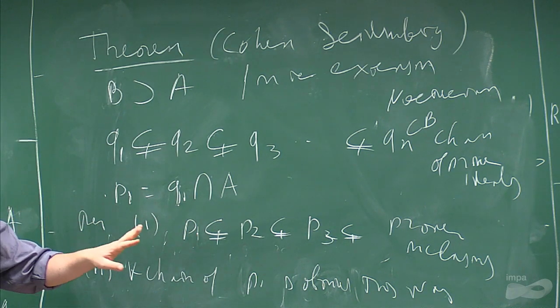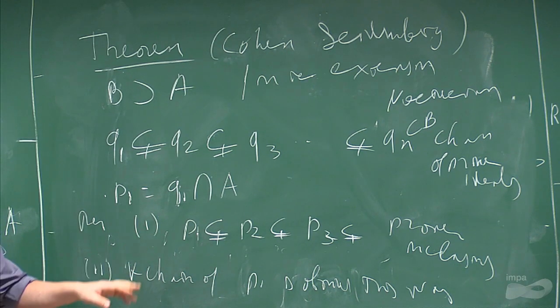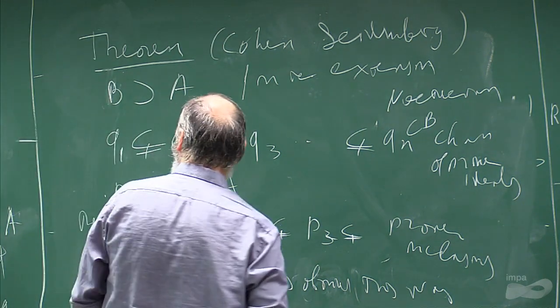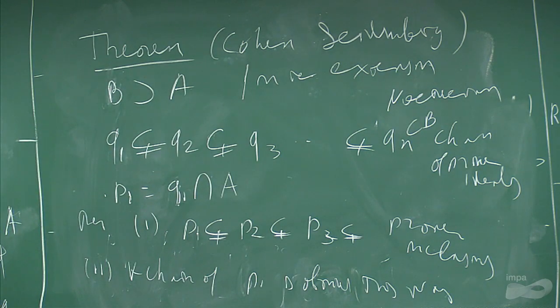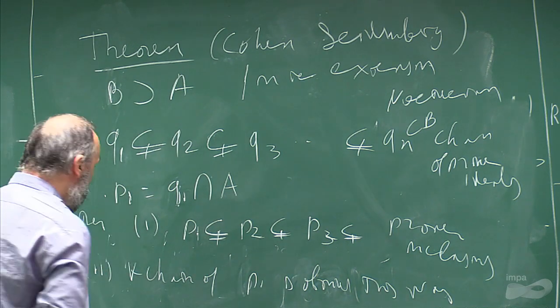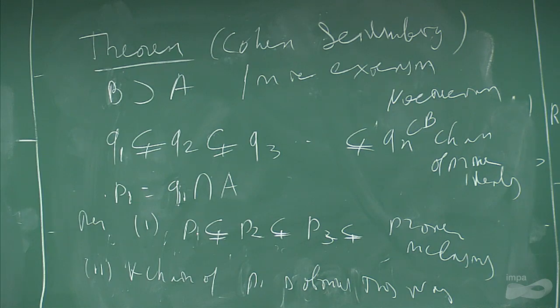So who of you already knows this? Okay, thank you very much. So let's prove it. It's not terribly hard now. In fact, it's just an application of these two lemmas. The first part is for the first lemma, the second for the second lemma. So we need to show that if Q1 is properly contained in Q2, then P1 is properly contained in P2.